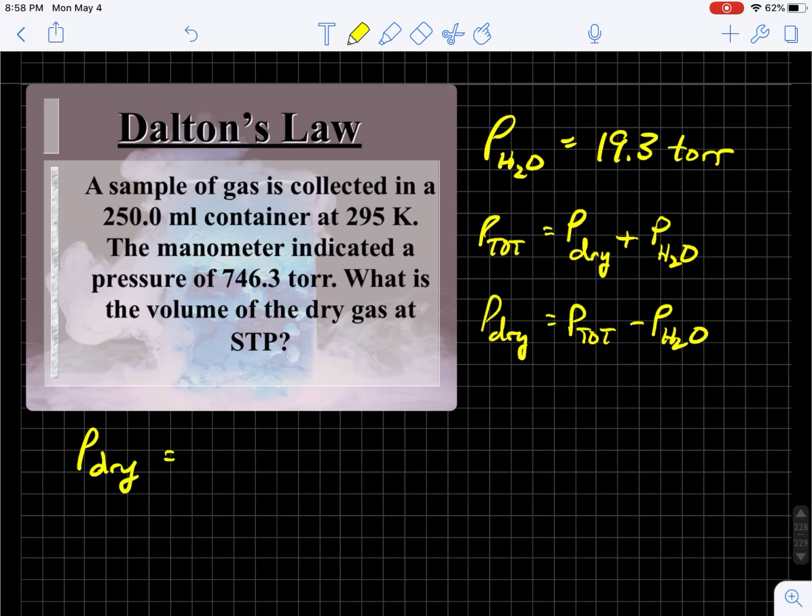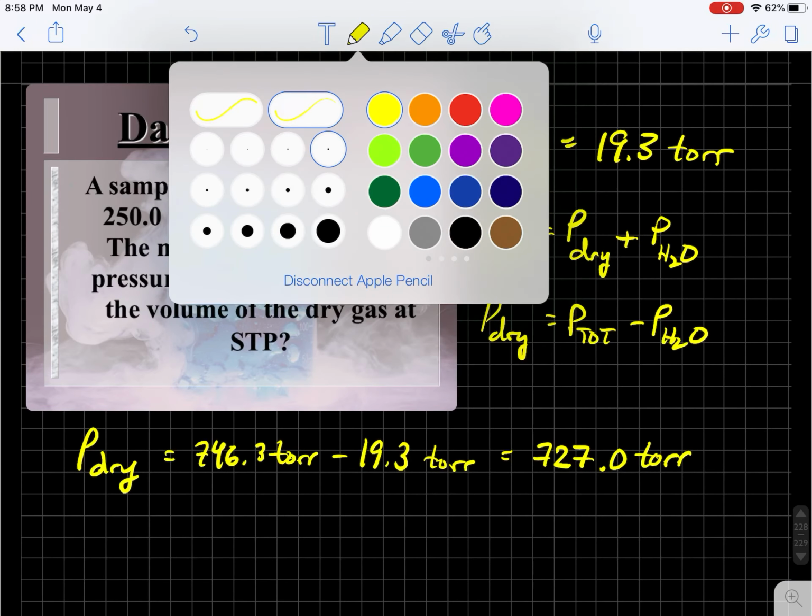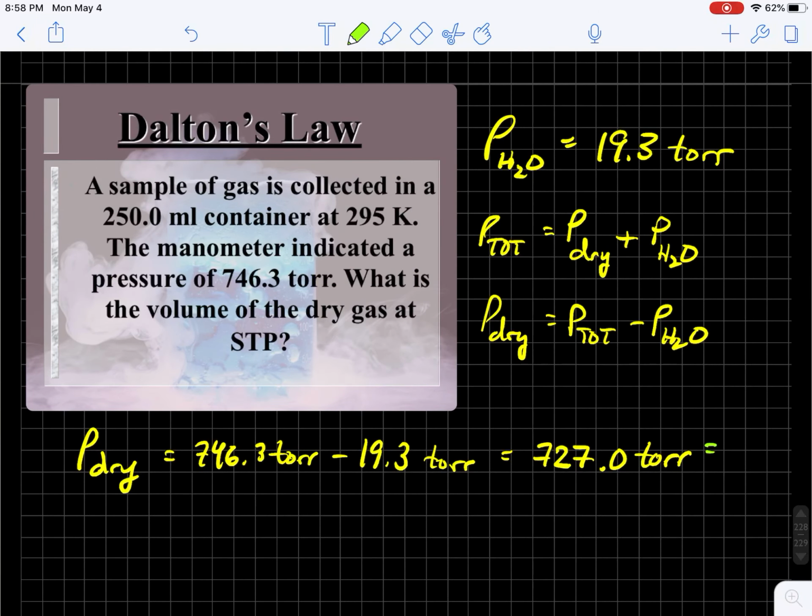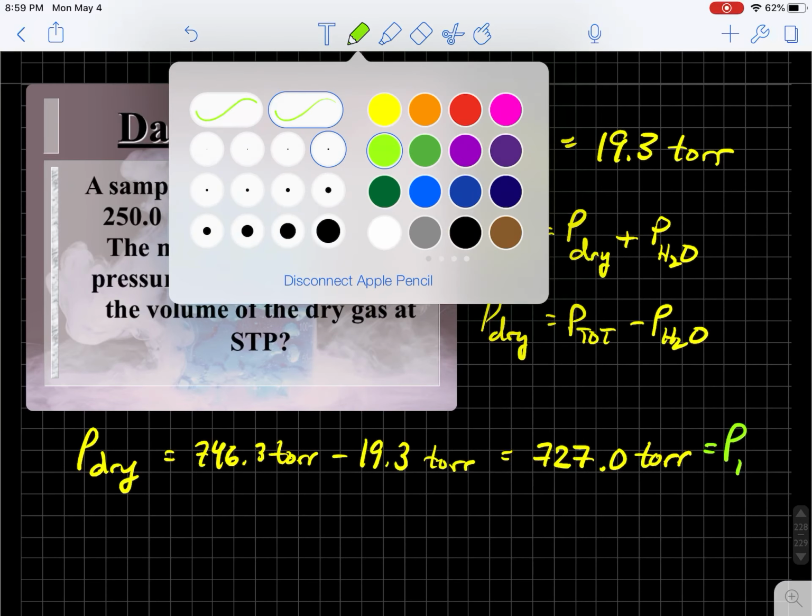All right, so what's our dry gas pressure? Total pressure was 746.3 torr, and we're going to subtract 19.3 torr. So that's going to give us 727.0 torr. Let's call that P1. That's our pressure that we're starting with.